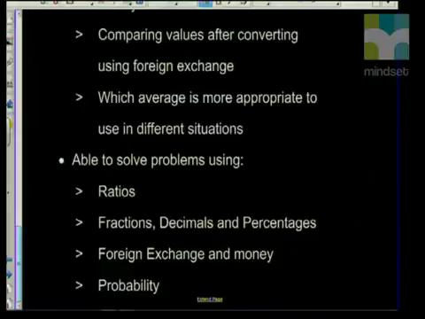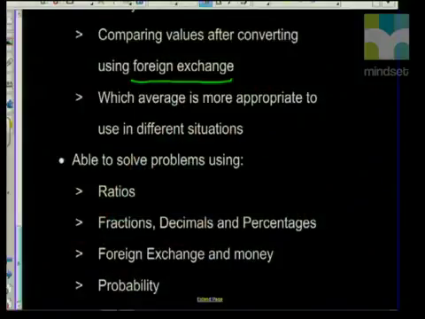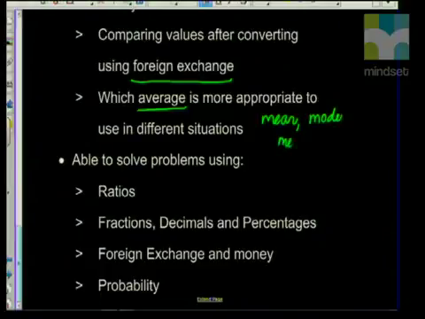You need to also be able to convert into different foreign exchanges, and then also be able to comment or use those different areas of foreign exchange. Another thing you need to be able to do is work with averages. This would be your mean, mode, and median. You would then have to be able to decide which is the best option for the different scenarios, and also be able to comment on these.